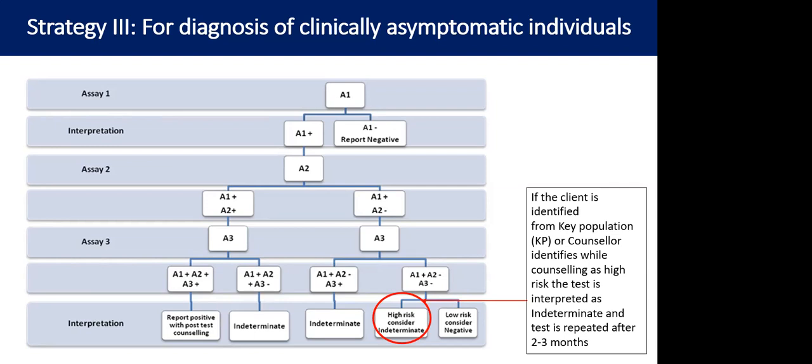If the patient belongs to a high-risk group or key population, then that test has to be repeated after 2 to 3 months, and it should be considered indeterminate for that patient population, because these are the patients who are vulnerable and get repeated exposure to HIV positive sources, so they might turn out to be positive later on. But if he or she is from the general population without any risk factors, and only A1 is positive but A2 and A3 are negative, you can consider it to be negative.